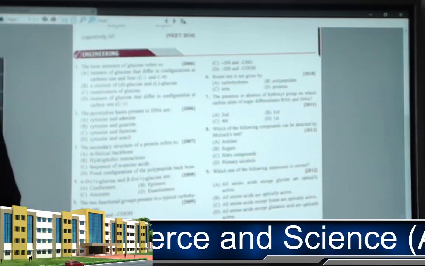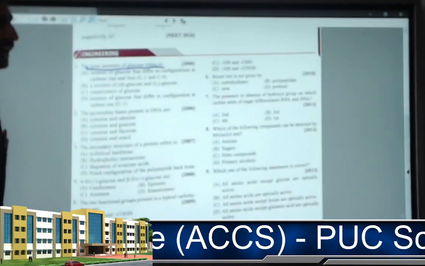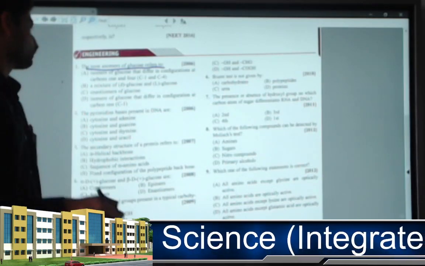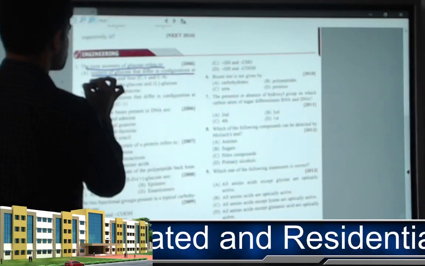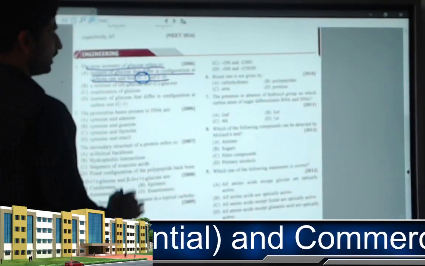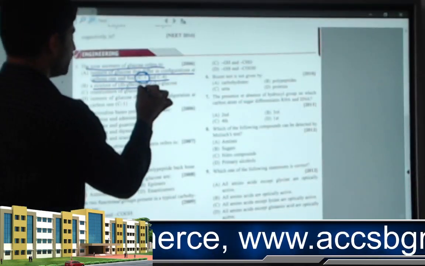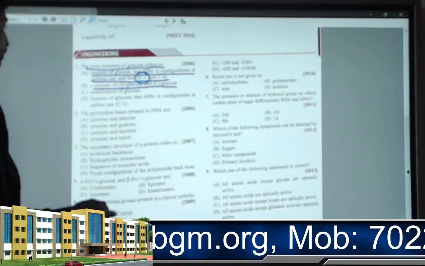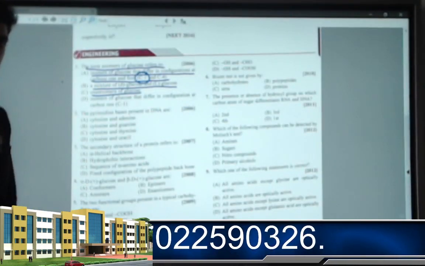Now, next question. The term anomers of glucose refers to. Anomers is nothing but where there will be a change in the H-OH group at carbon number 1. So the first option is isomers of glucose that differ in the configuration at carbon 1 and 4. Only one is possible. Only one. If they had given only one, I would have marked A. A mixture of D-glucose and L-glucose, changes will be in the second carbon, so not possible. And the mixture of D and L-glucose is what you call enantiomers, that is also not possible.